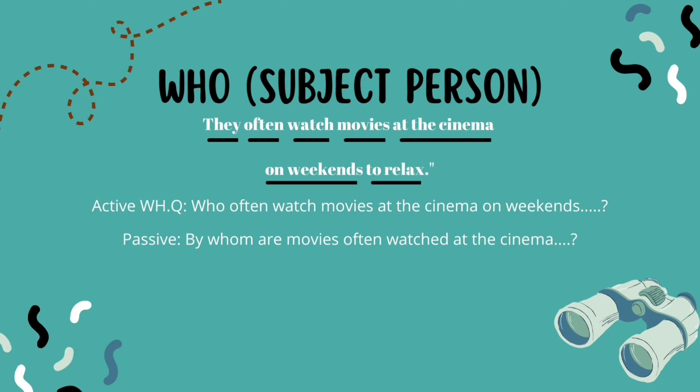Because who is used for asking subject person, the subject in the sentence has to be traced and we change it into who. Then after we change the sentence into a what-how question, we change it into passive voice. In the active what-how question: who often watches movies at the cinema on weekends? And we change into passive voice: by whom are movies often watched at the cinema?